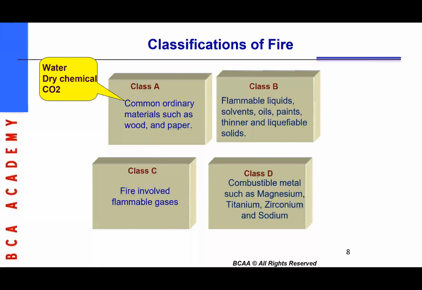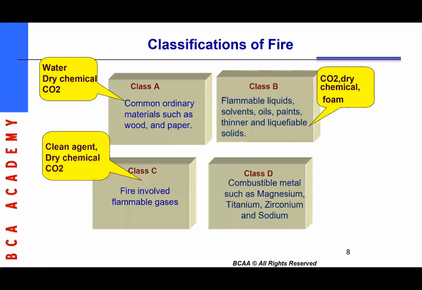Class B fire are those flammable liquids: solvents, oils, paints, thinner, and liquefiable. It is recommended to use carbon dioxide, dry chemicals, and foam to extinguish the fire. Flammable gas belongs to the Class C fire, and the extinguisher recommended for this class of fire are clean agent, dry chemicals, and carbon dioxide. Clean agent is a type of extinguishing materials that is electrically non-conducting and does not leave a residue upon evaporation.